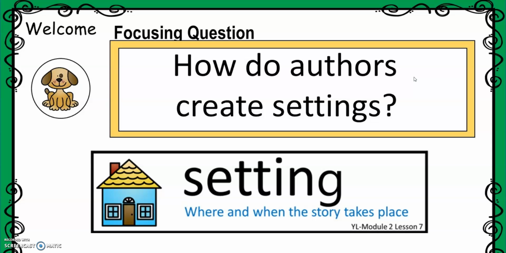So I want to read our focusing question. This is the question we're going to be working to answer for the next couple of lessons, the next couple of times that we use this book together. How do authors create settings? Now, what is a setting? There's a vocabulary card at the bottom. I see a small house. It says setting. The setting is where and when the story takes place.